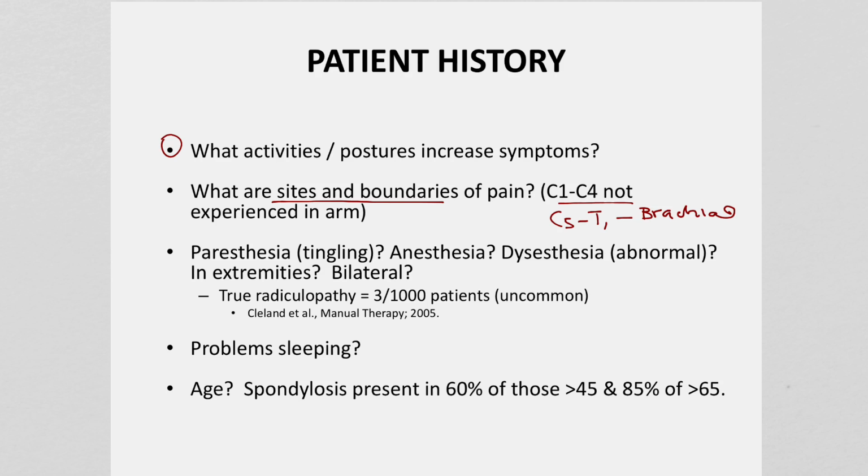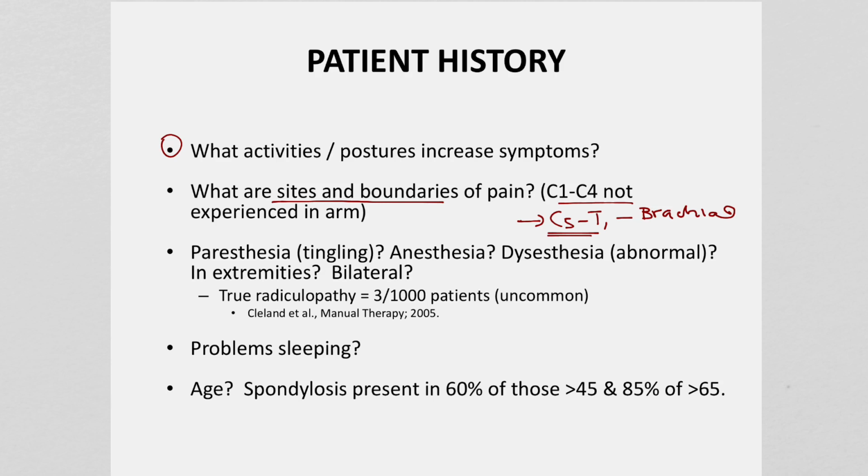And then we have C1 through C4. Traditionally speaking, patients who have injuries to C1 through C4 do not have symptoms that go into the arm. So this is a differential diagnosis, right? If a patient comes in and is complaining of pain in the arm or neuropathy or radiculopathy into the arm, then you're automatically thinking C5 through T1. And if they have no arm signs and symptoms, then you're most likely thinking injury to C1 through C4.